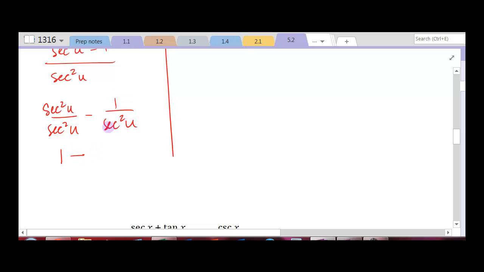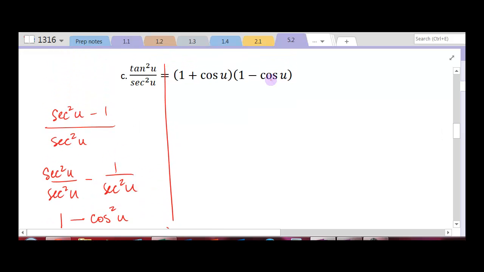The reciprocal identity tells me that this is cosine squared u. And then this would factor into 1 plus cosine u, 1 minus cosine u, which is indeed what I wanted to try to show. Okay, so that's if I started from the left and turned it into the right. Well, what if instead I started on the right and turned it into the left? Okay, let's approach it that way.